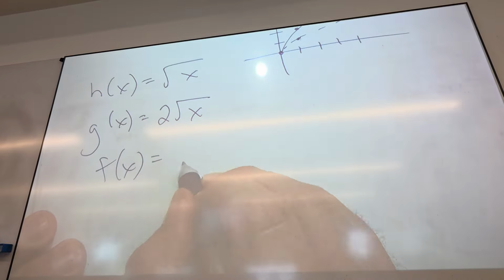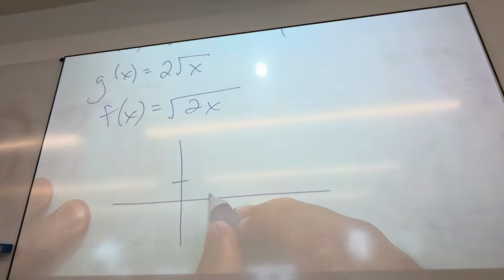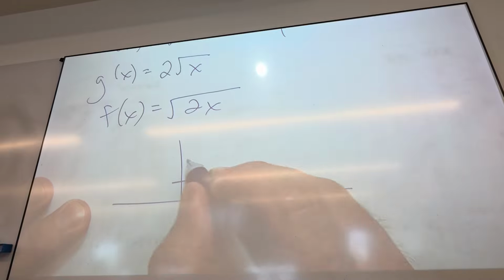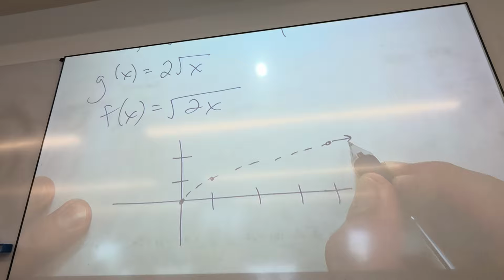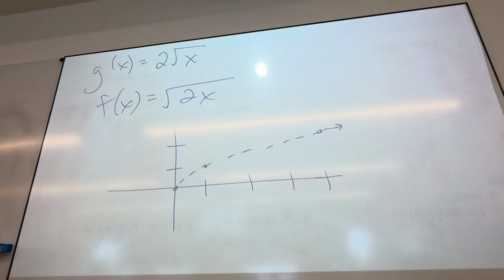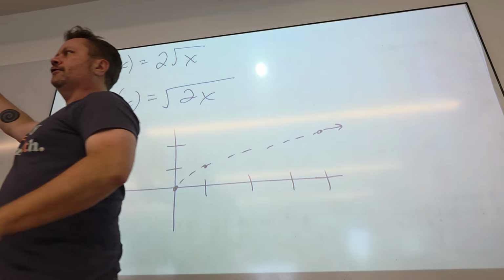So if I had this, let me redraw this. Here's the original. By the way, this is how you do these problems. If they ask you to use transformations, you draw the base function with a dotted line, because that's not your answer, and then you apply the transformations.